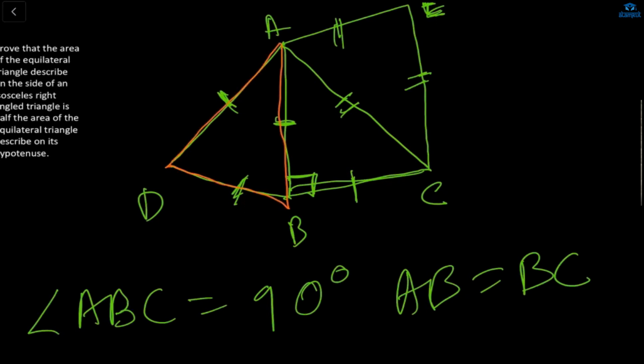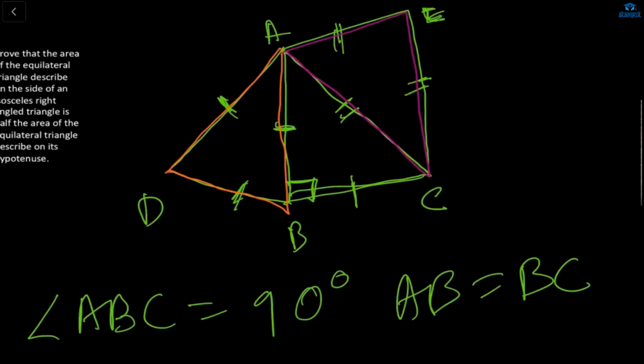Triangle ABD and triangle ACE, these two triangles are equilateral triangles. Equilateral triangles means all the three sides will be equal. That's why I have marked this, 2 means these three sides are equal and here 1. So all these three sides are equal.